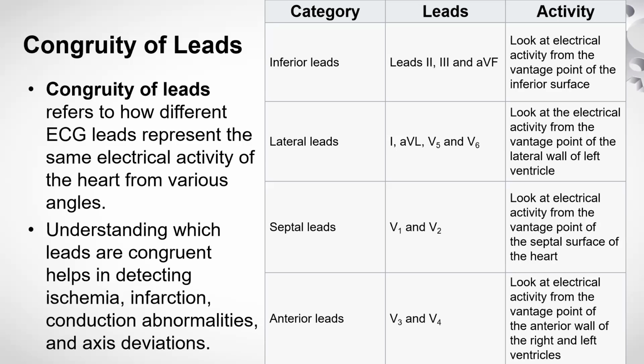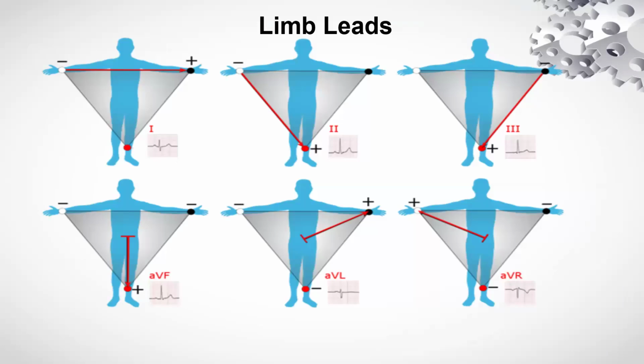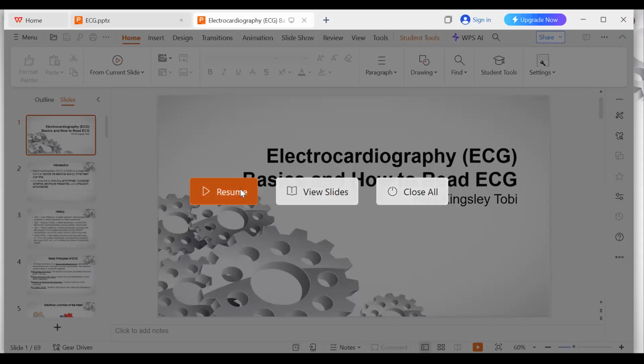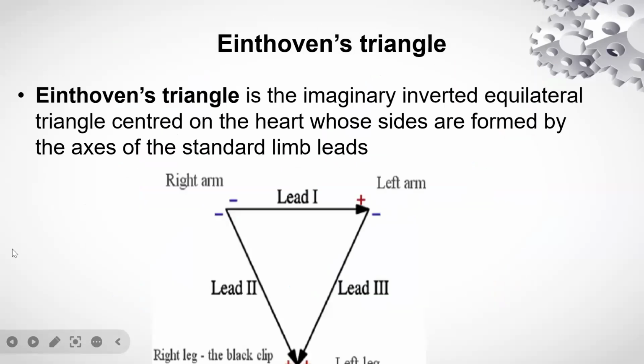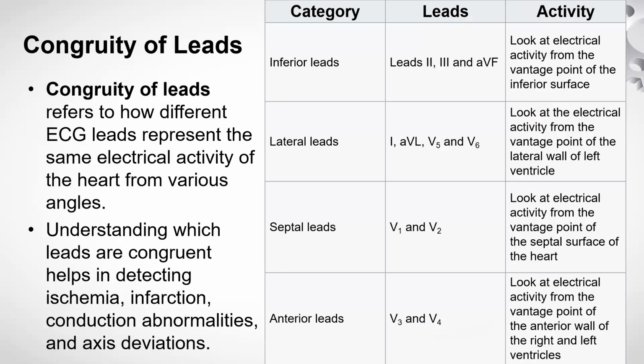It makes sense if you look at it from here. So look at it, inferior side: lead 2, lead 3, and AVF. All of these are looking at the inferior aspect of the heart. So for the lateral leads, if you're looking at the lateral aspect, lateral MI, you look at lead 1, augmented lead on the left, V5, V6.